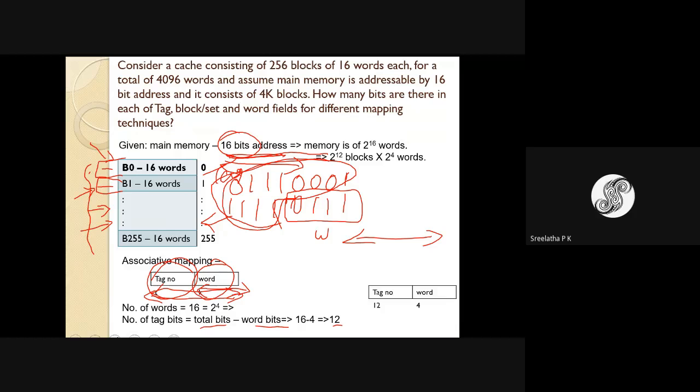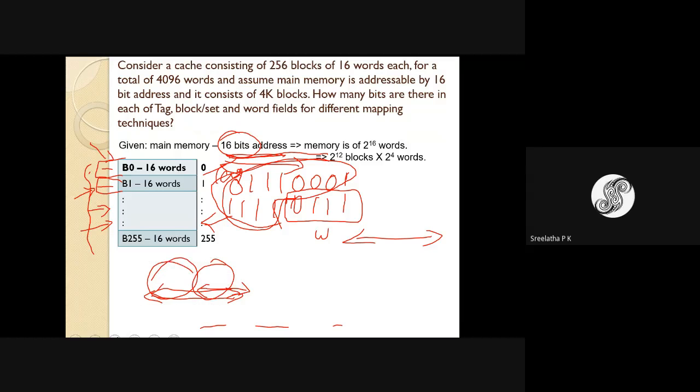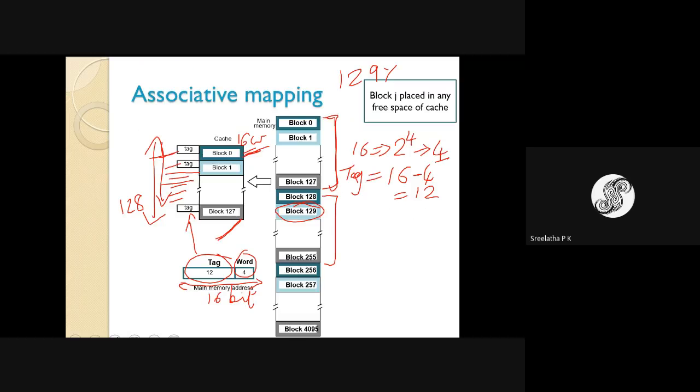So that is associative mapping. In associative mapping, there is no restriction that a particular block should go only to a particular block of cache memory. Any block which is free can be used, and the block can be placed in that particular cache block.